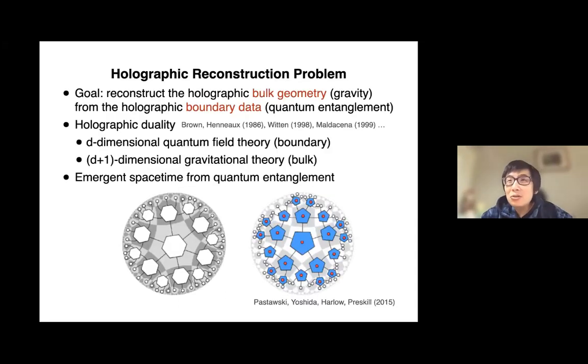Okay, so the problem we are going to tackle is the so-called holographic reconstruction problem. The goal is to reconstruct the holographic bulk geometry or even the gravity model from holographic boundary data such as quantum entanglement. The idea is based on holographic duality, which was developed in string theory and quantum gravity research. Holographic duality claims that there is a duality between a d-dimensional quantum field theory on the so-called boundary and a (d+1)-dimensional gravity theory in the bulk. There has been a lot of work since the proposal of this duality, and it also provides a very profound relation connecting emergent space-time with quantum entanglement.